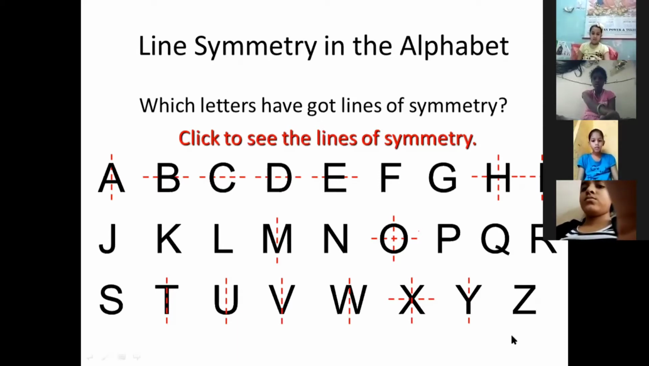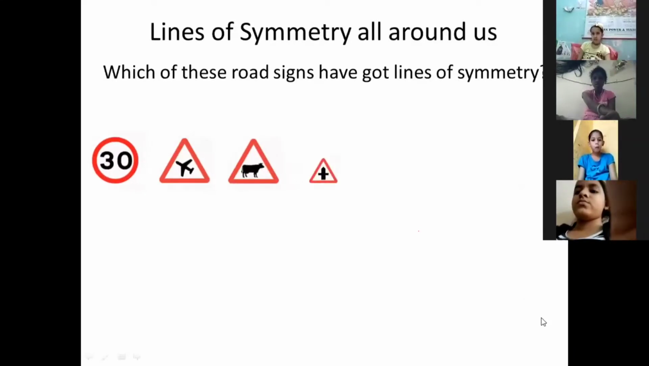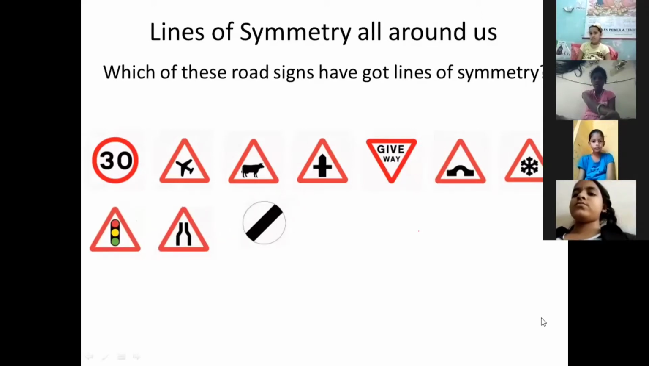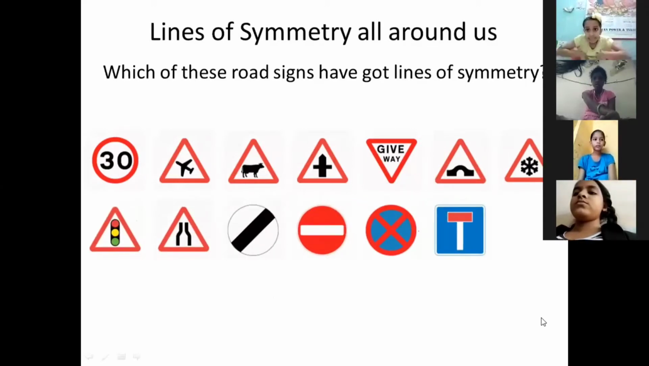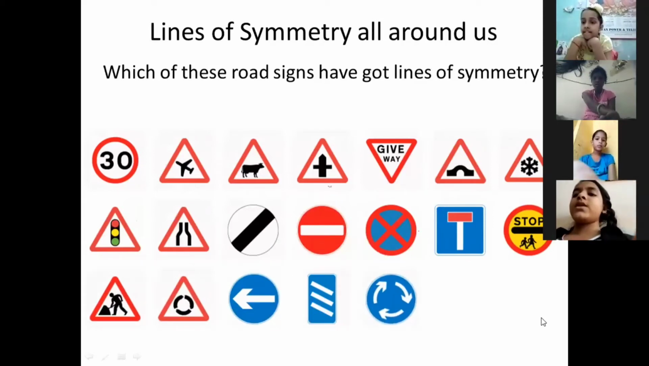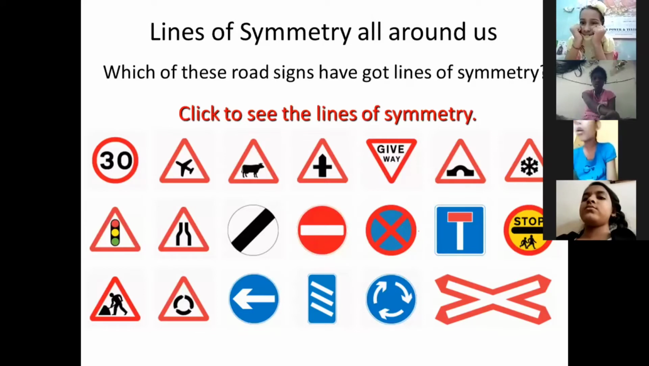Now, lines of symmetry around us. Here you can see some road signs. Which sign has symmetry? The first one has symmetry. Whether it is vertical or horizontal, you have to test that also. Horizontal. Very good.